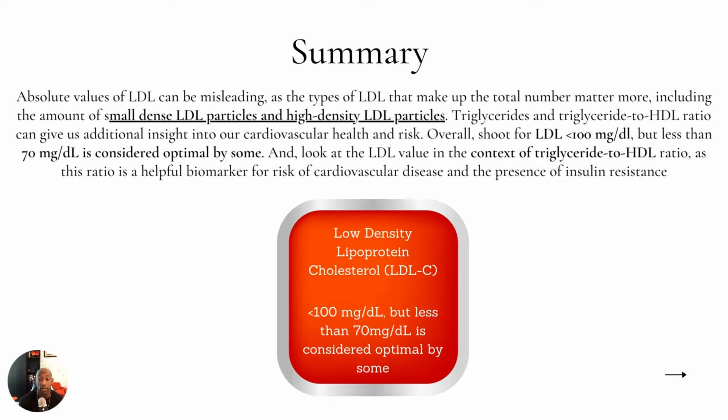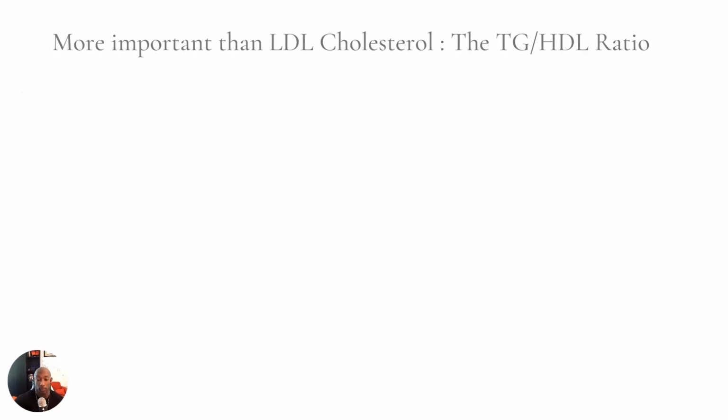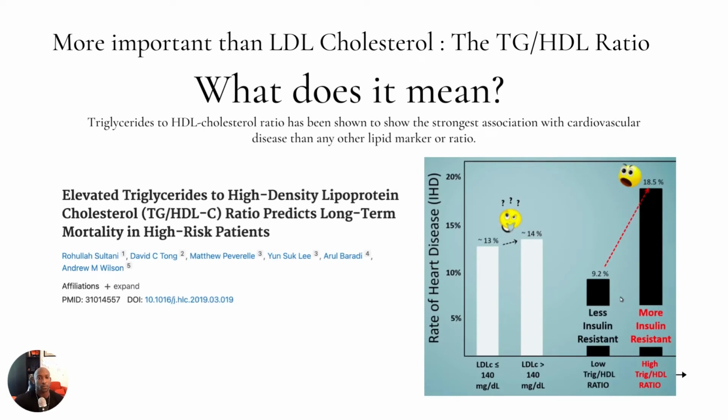And it's also important to look at the triglyceride to HDL ratio, which can give us an insight into our cardiovascular health and risk. Now, we still want to keep these levels within an optimal range. So what is optimal? Optimal is, for some, less than 100, but some would argue less than 70 is better. So regardless of whatever you feel like, you've got to look at this in the context of your triglyceride to HDL ratio, because this ratio is a helpful biomarker for the risk of heart attacks and strokes, and also the presence of insulin resistance. So that's where we're going next.